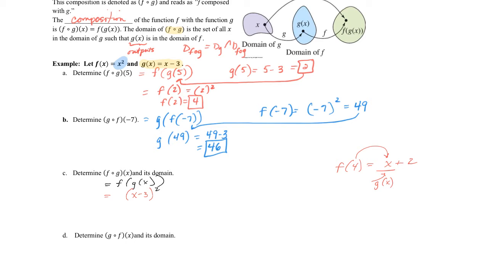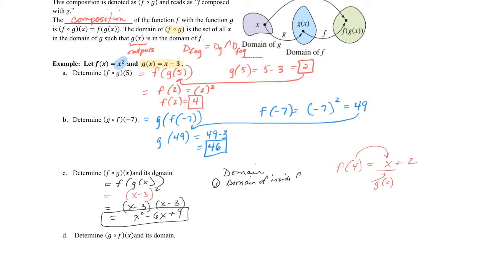Then we can further simplify this if we want to, and it'll be x minus 3 times x minus 3, which we can FOIL, and that's x squared minus 6x plus 9. And that is f composed with g of x, which of course is a quadratic. Now, finding the domain for compositions is sort of a three-step process. First, we look at the domain of the inside.